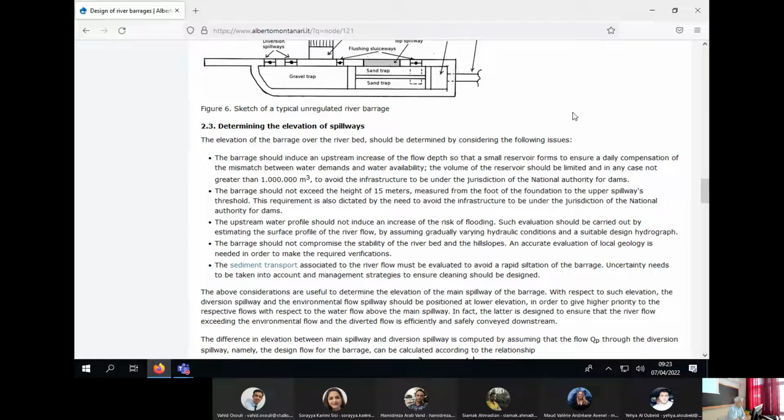And finally, you have to evaluate the sediment transport associated to the river, because sediment transport causes siltation upstream of the barrage, which means that the storage volume is reduced, and therefore our capability to benefit from a reserve of water is undermined.